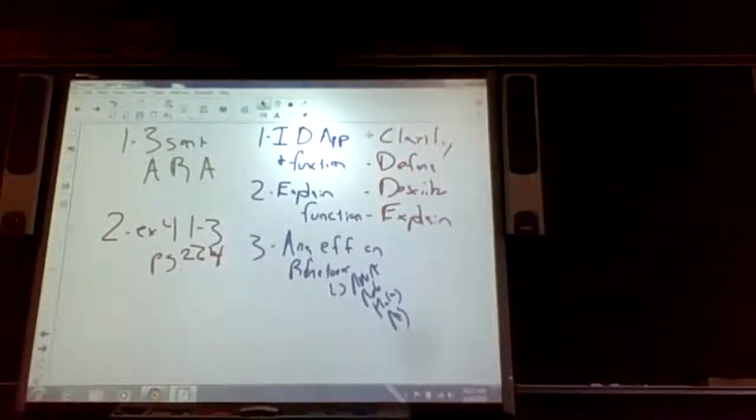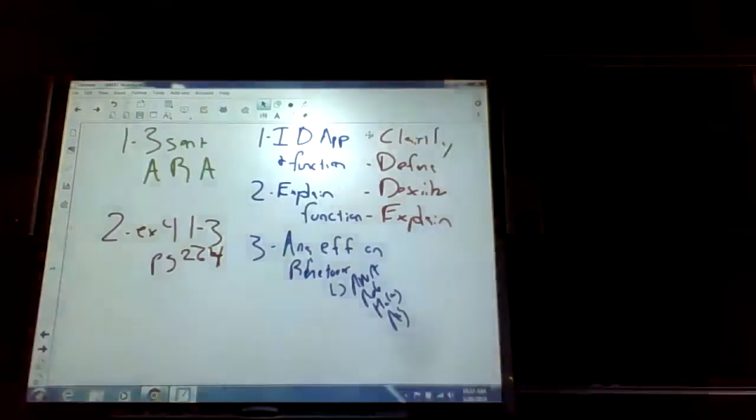Parallelism sounds like really difficult to write in cursive. Oh god, that's just a bunch of L's and P's. Pretty simple.